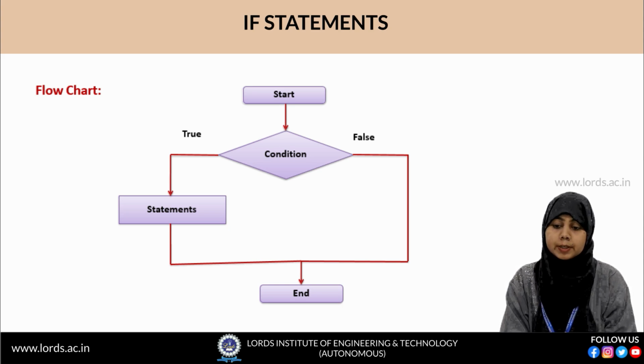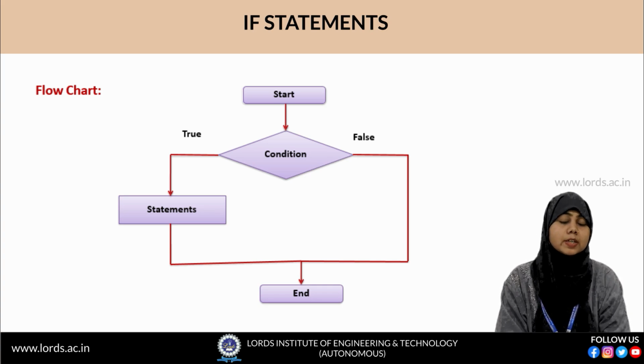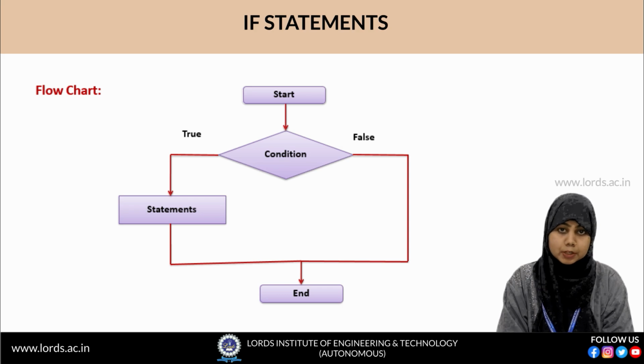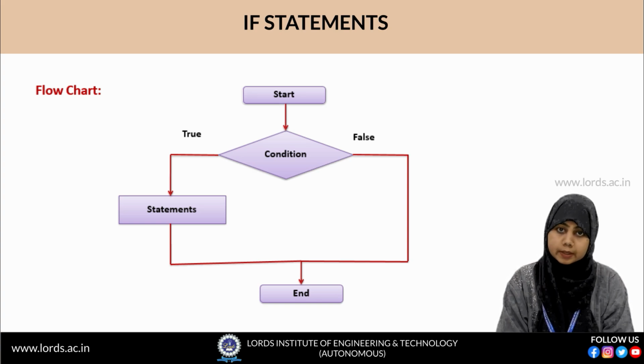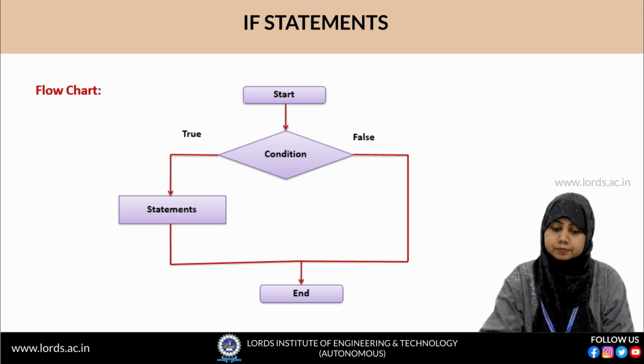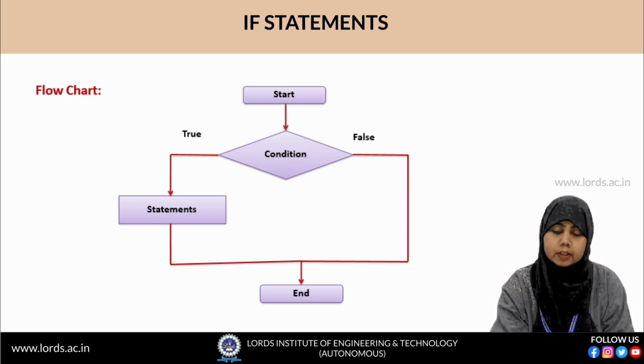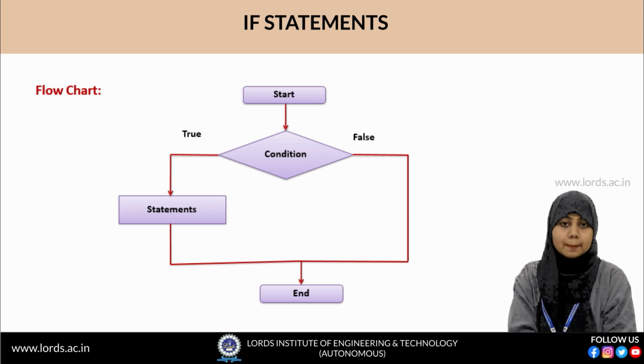You see the flow chart here. It starts, and then a condition is given. The condition is nothing but a Boolean expression. It could use any logical operators or arithmetic operators; you can write a condition over there. Based on the condition, if it is true, the block of code under the if statement is executed. If it is false, the if statement terminates. In the next slide, I'll show you an example program.